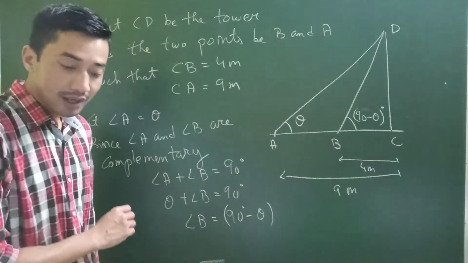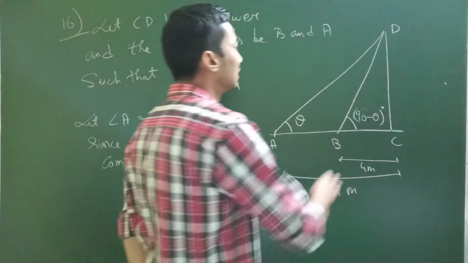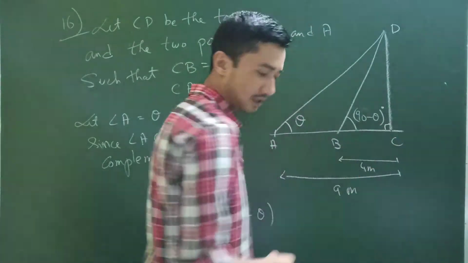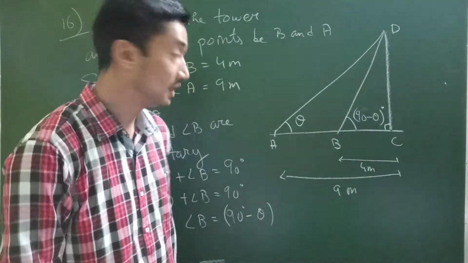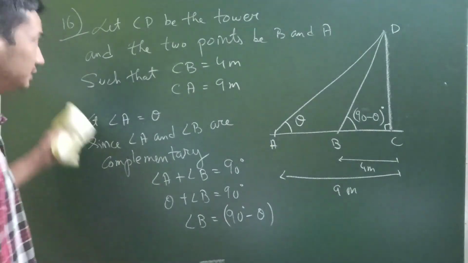Now what are we supposed to prove? We are supposed to prove that the height of the tower is 6 meter. I hope you have written it down. I'll rub it off now.